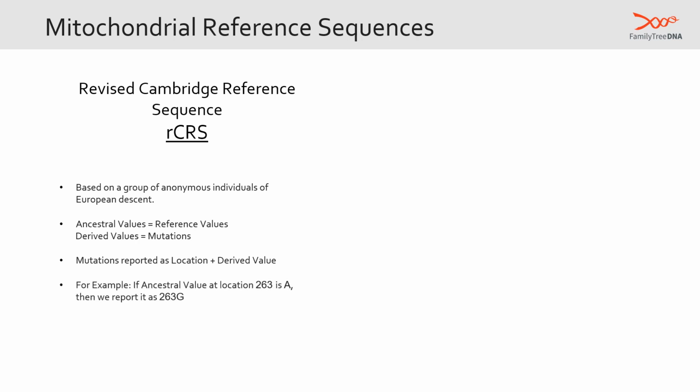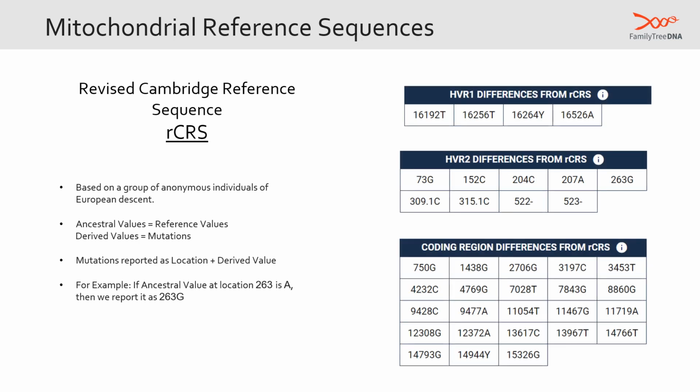So, for example, if the ancestral value at location 263 in the chromosome is A, then we report it as 263G if the mutation has G. Now, as I mentioned, mitochondria is broken down into 3 different regions. So we report these mutations by region. So on this first one here, you can see that at location 16192, there was a mutation or a derived value to T.